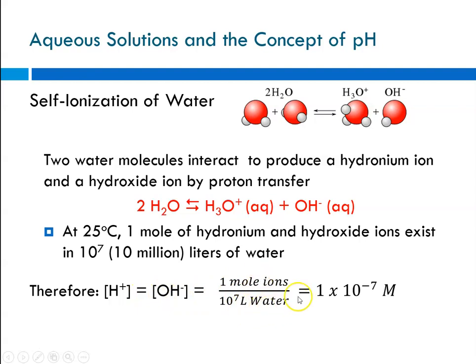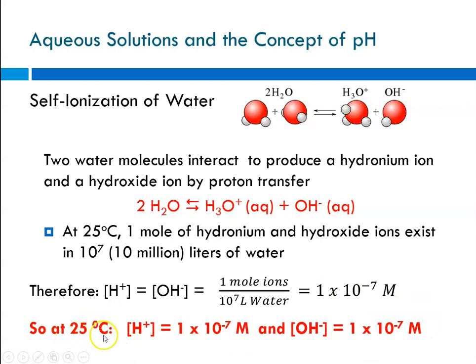And so if you do that division, it is 1 times 10^-7 M, remembering that the capital M means moles per liter. And so if we just divide to get that denominator to 1, we know that the concentration of the hydrogen ion, which is equal to the concentration of the hydroxide ion in pure water, since it's neutral, they have to be equal to one another, and that is 1 times 10^-7. So at 25 degrees C, the concentration of hydrogen ions is 1 times 10^-7 M, and the concentration of hydroxide ions is 1 times 10^-7 M, moles per liter.